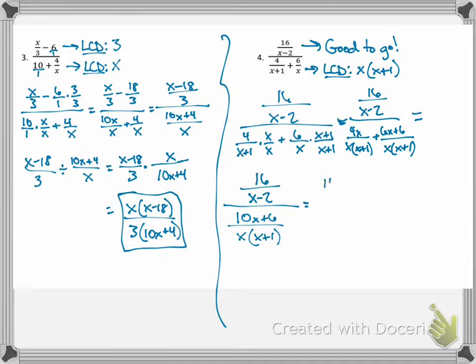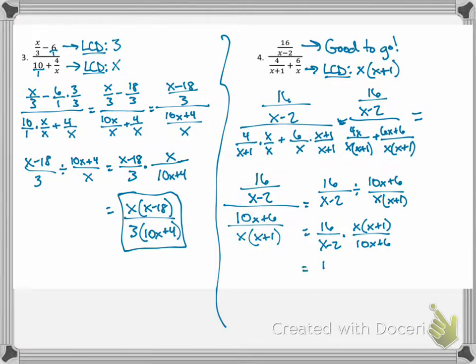So I'll rewrite this here as a division problem, and then we'll convert it to multiplication. Now again, not a whole lot you can do with this. The only thing you could do to simplify this just a little bit further, kind of like the last problem, you have 10x plus 6. You could divide a 2 out of each.